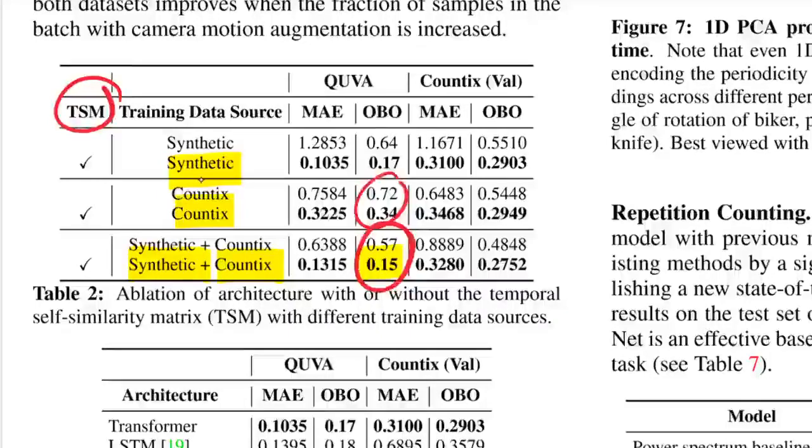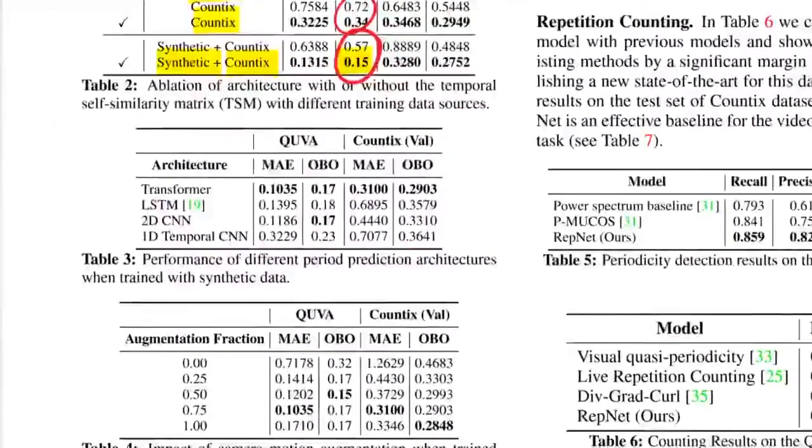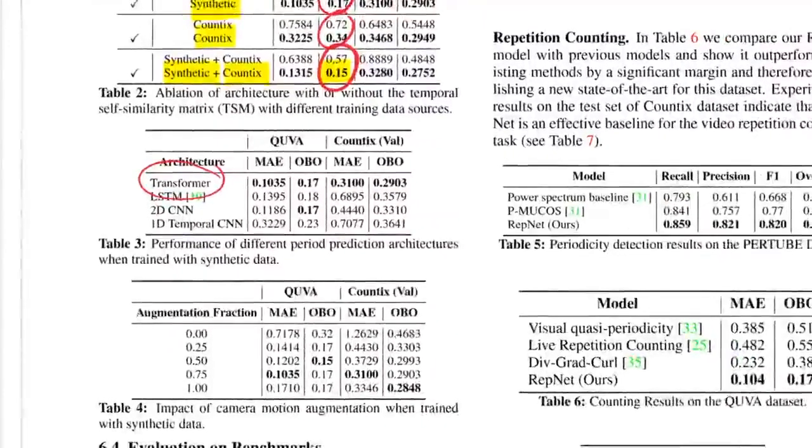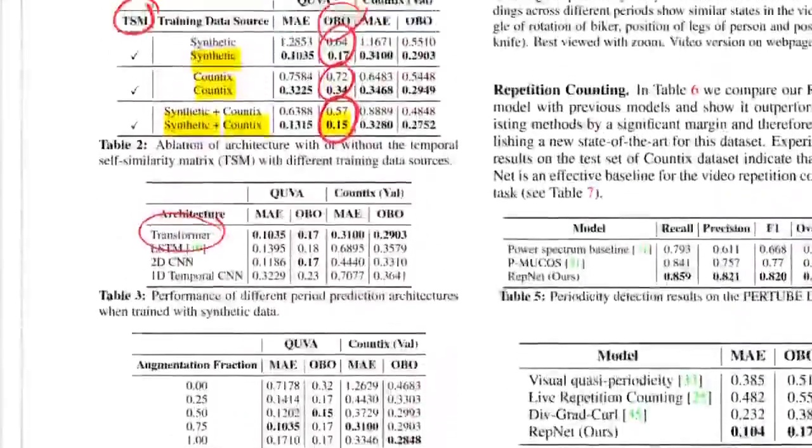You can see right here in each of these boxes is the comparison, and this OBO, I think, is the off by 1 error. So it kind of forgives you if you're off by 1 count, but otherwise you get a 0 if you're wrong. And you can see that the self-similarity matrix helps tremendously. They also compare with some other architectural choices instead of the transformer. I guess they just take it because it performs pretty well. And they do a lot of ablations.